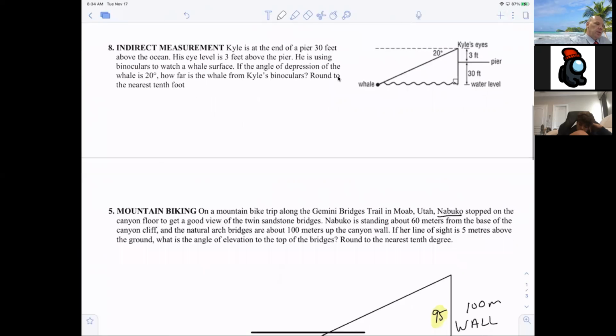All right, so what do we got here? Kyle's at the end of a pier 30 feet above the ocean. His eye level is 3 feet above the pier. He's using his binoculars to watch a whale's surface. If the angle of depression is 20 degrees, how far is the whale from the binoculars?